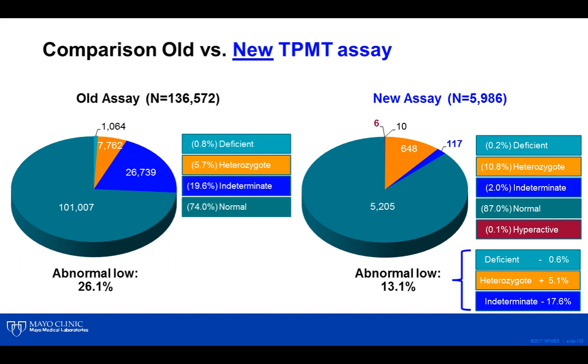Collectively, 11.7% of cases was reported as abnormal low, which is a significant reduction in comparison to the old assay, exactly 13% less.